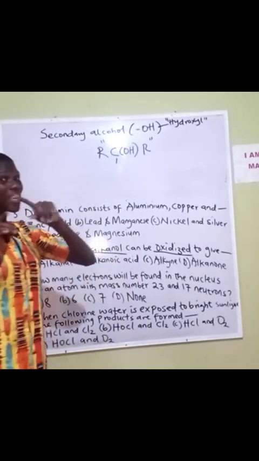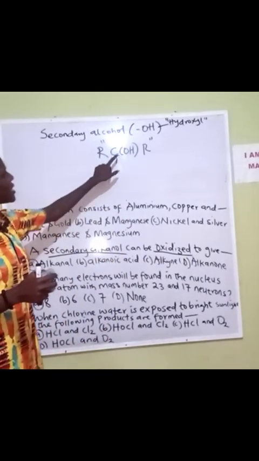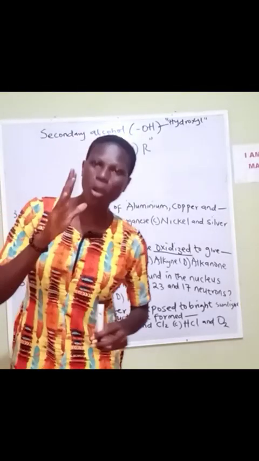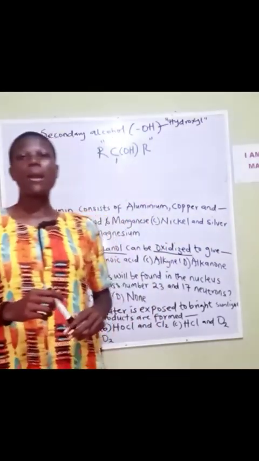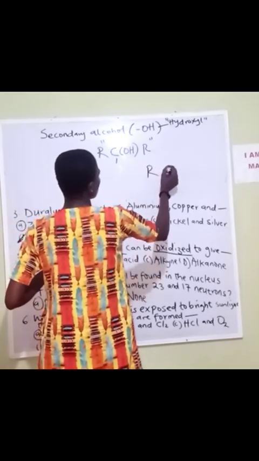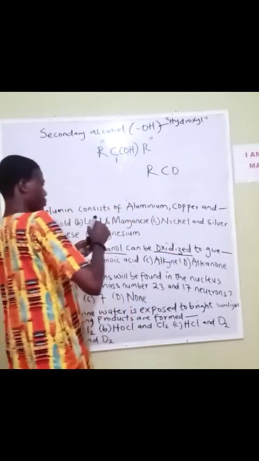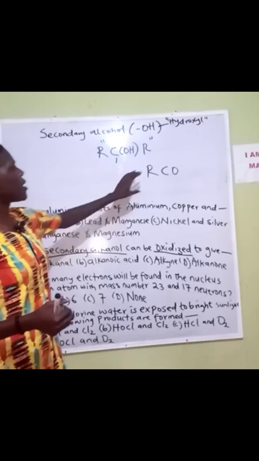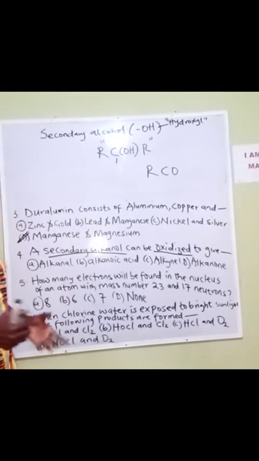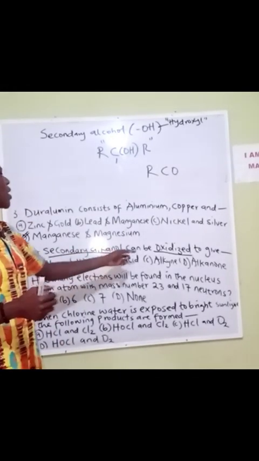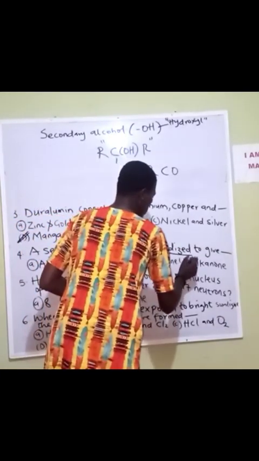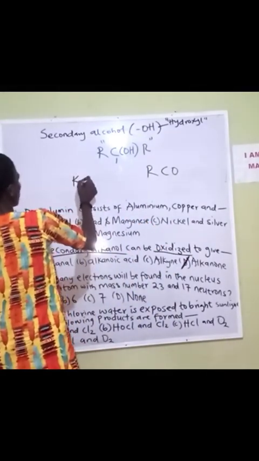And when it becomes oxidized, take note, this secondary alcohol forms a double bond with the oxygen element attached to it. So it now becomes this and this, meaning that it forms a double bond for it to be oxidized. So in a nutshell, a secondary alkanol can be oxidized to give what we call the alkanones, otherwise called the ketones.